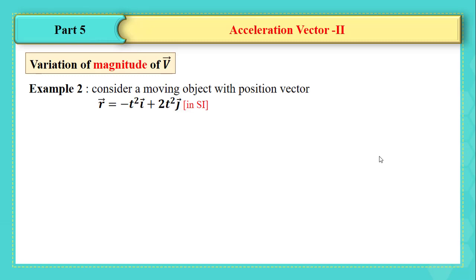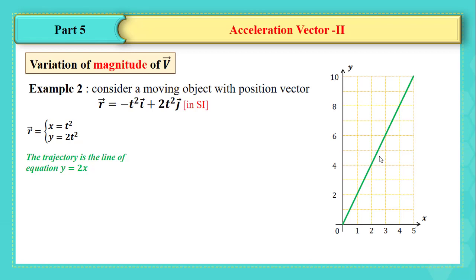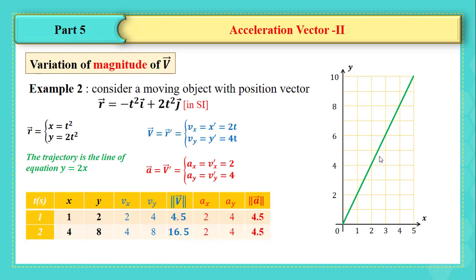Example number 2. We consider a moving object with a position vector r is equal to minus t squared i plus 2t squared j. We will follow the same steps of the previous example. First, we find the trajectory to be a line of equation y is equal to 2x. Second, we find the velocity vector, which has 2 components, vx is equal to 2t and vy is equal to 4t, and the acceleration vector, which also has 2 components, ax is equal to 2 and ay is equal to 4.